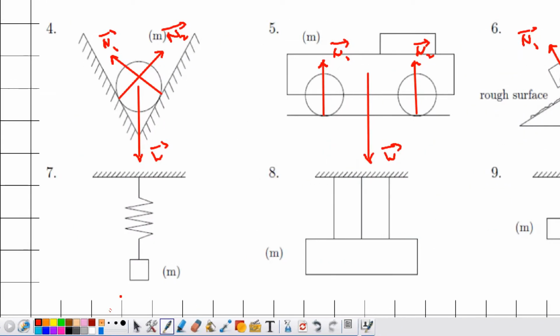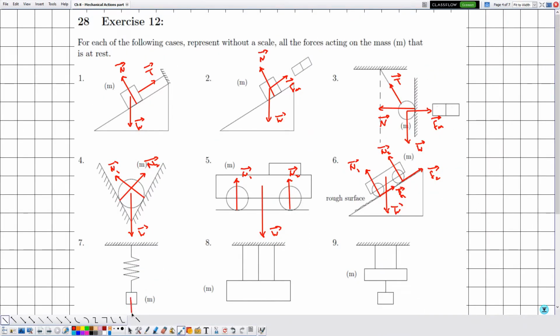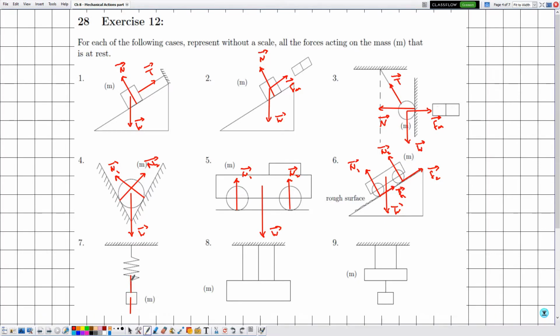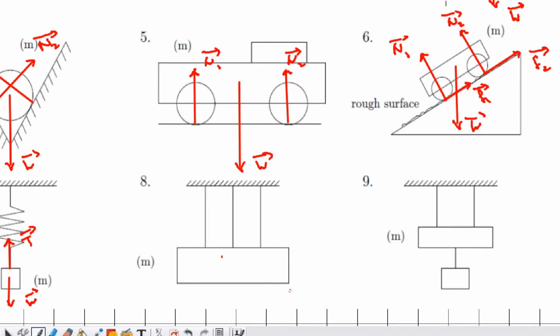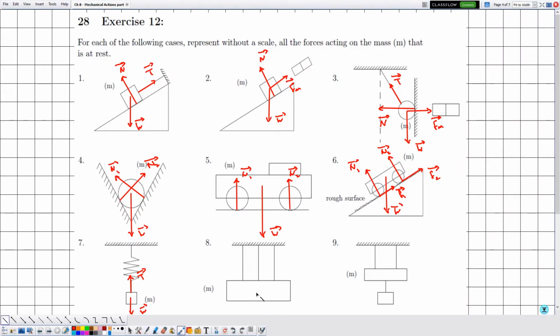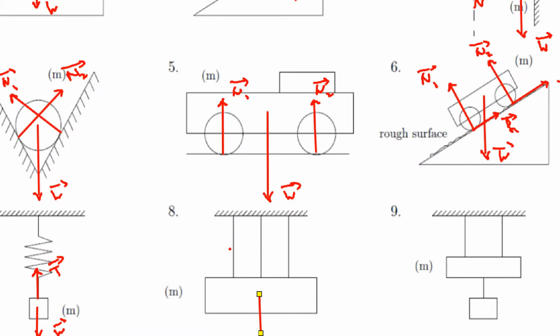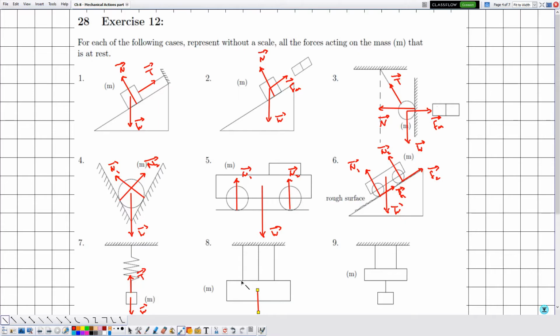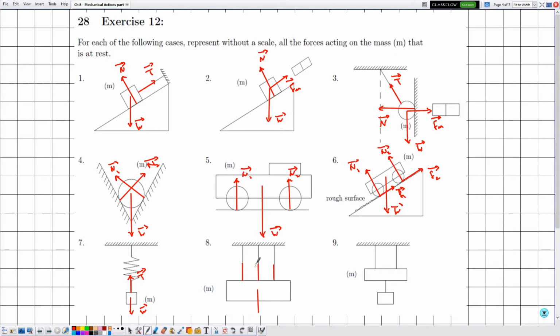Now as for number 7, here we have a solid of mass m, then it will be directly subjected to the weight, and because we have a spring, it will be subjected to the tension like this. Now as for number 8, this solid has a mass, it will be directly subjected to the weight, and because we have three strings, then it will be subjected to three tensions like this. So this is the weight. This is tension T1, tension T2, and tension T3.